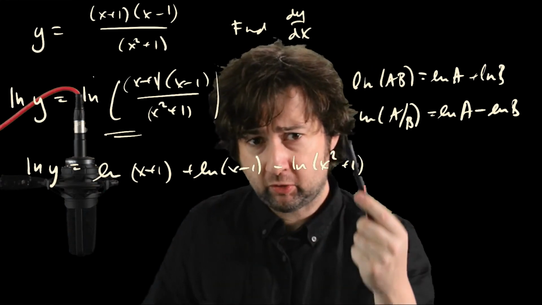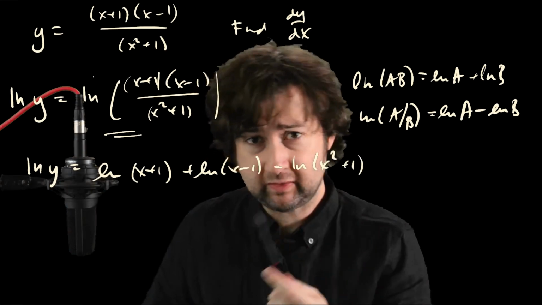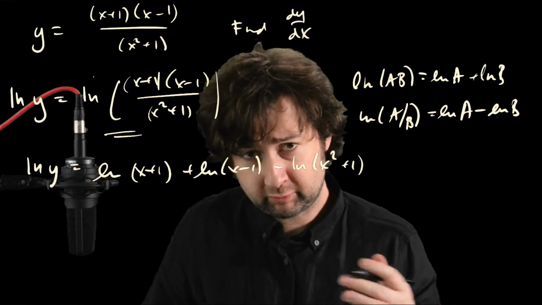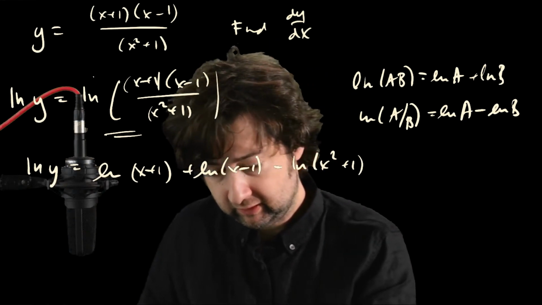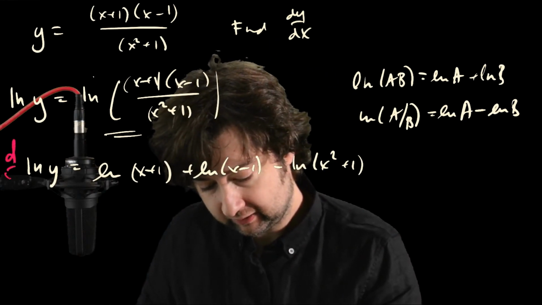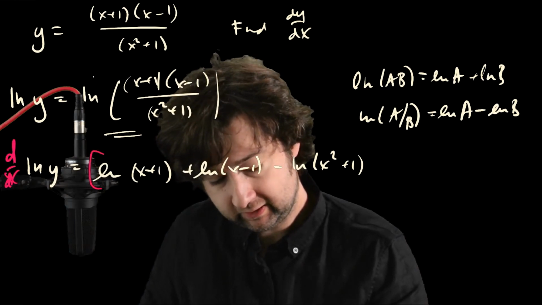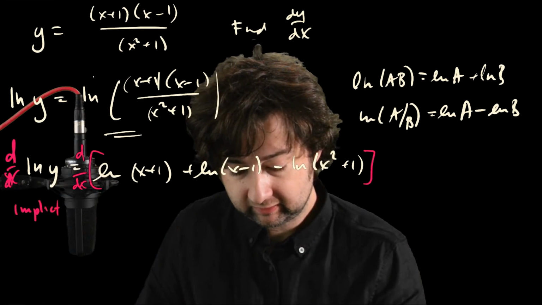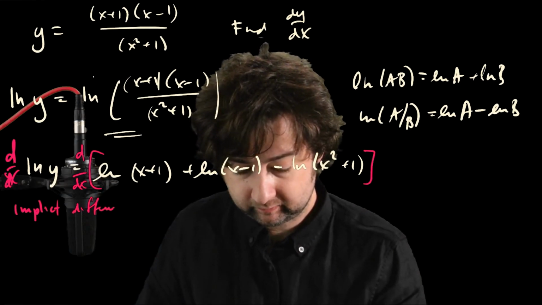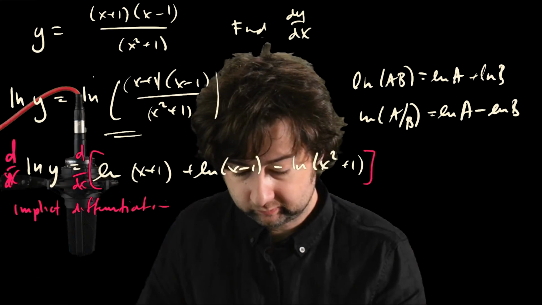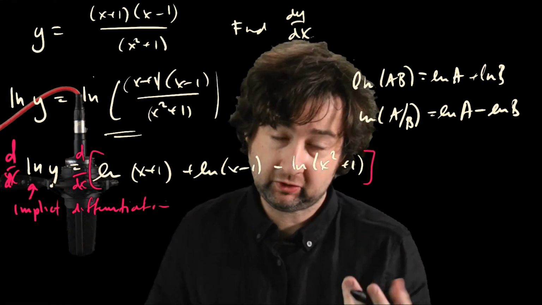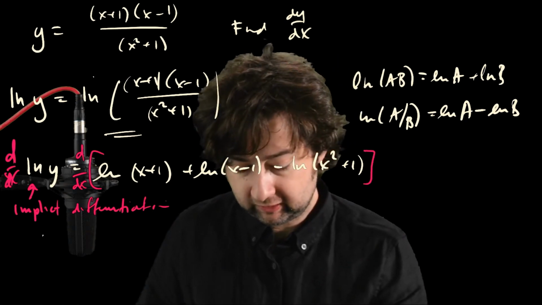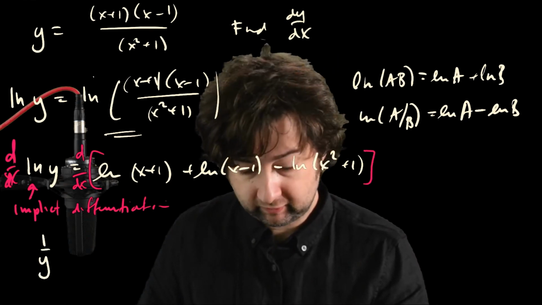Now remember, ultimately the goal here is to take a derivative, and it doesn't look like I've made anything easier at this point. But look what happens when I take a derivative with respect to x of both sides. So if I apply a d by dx here, and I apply a d by dx here, the left-hand side I have to do with implicit differentiation, because remember, y is not a variable, it's a function. So what you get is this. The derivative of the natural log of y is 1 over y times the derivative of y.